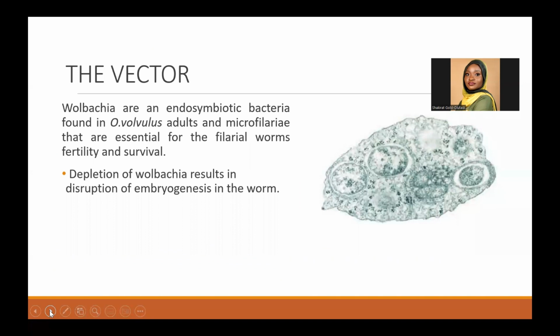Now, this Onchocerca volvulus has a partner in crime, I would say, a bacteria called Wolbachia, which also lives inside the microfilaria or the filarial worm, and provides some kind of symbiotic, very useful relationship, which helps it with fertility and survival. So the Wolbachia has also been shown to be implicated in the disease and the problems that onchocerciasis causes in the human body.